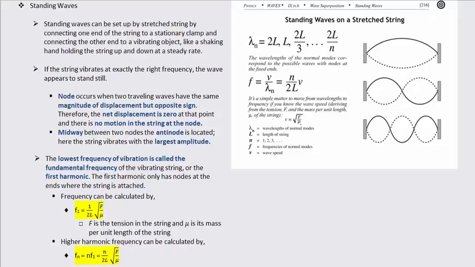By looking at our figure to the right, we see that the wavelength of a string can be calculated by taking 2 times the length divided by the number of the harmonic, while the frequency of the string can be calculated by taking the number of the harmonic multiplied by the wave speed, which is also the square root of our force divided by mu, divided by 2 times the length of the string.